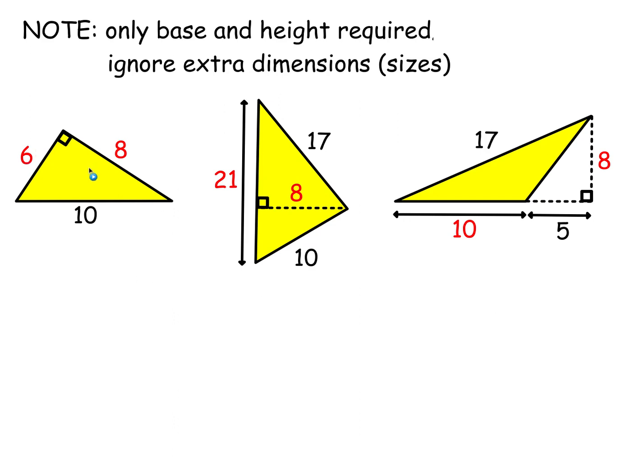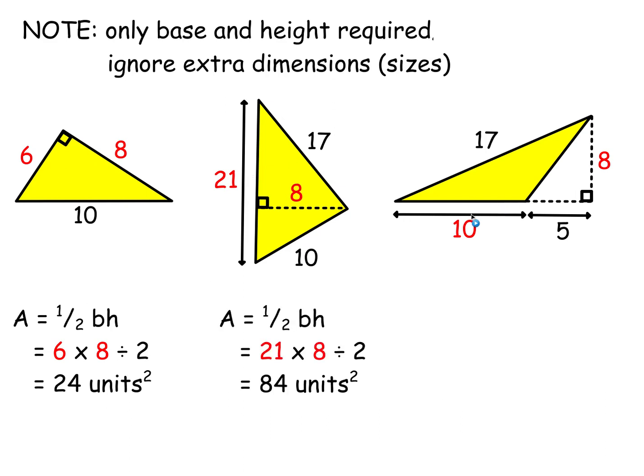Multiply the 2 numbers and halve. There's a calculation: 6 eighths, divide by 2. 21 eighths, divide by 2. 10 eighths, divide by 2. So the calculations are straightforward, but there'll be extra figures on the diagrams, so you have to pick out the right 2 figures.